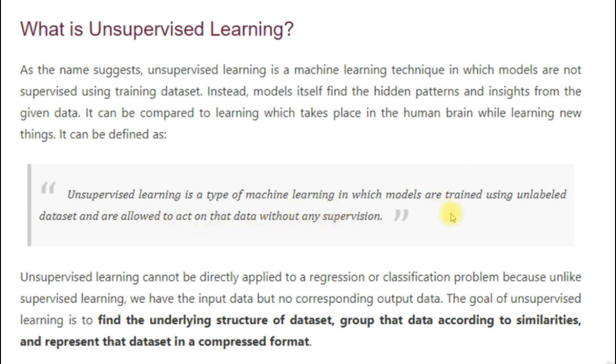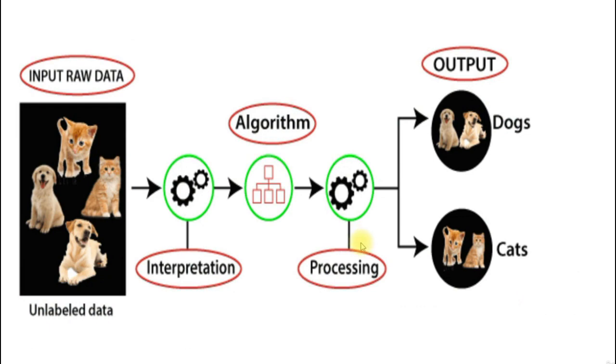Now, unsupervised learning cannot be directly applied to a regression or a classification problem, unlike what we saw in supervised ML. We have the input data and no corresponding output data. So the goal of unsupervised learning is to find the underlying structure of the dataset, group that data according to the similarities, and represent that dataset in a compressed format. Now, have a look at this example, and the concept of unsupervised learning will be very clear to you.